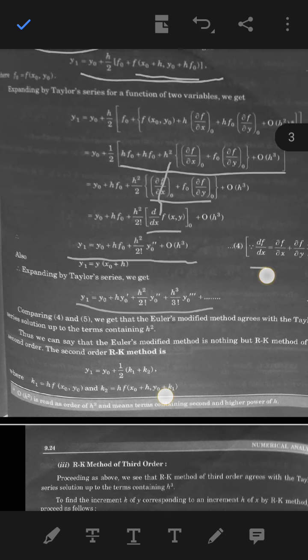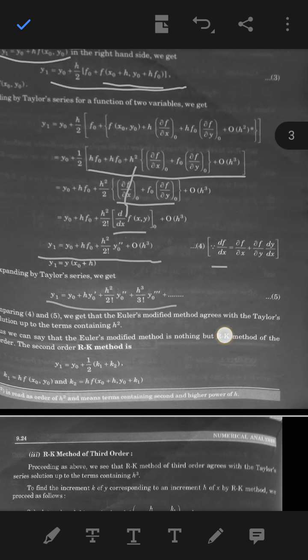So if we compare both these results in 4 and 5, we see that Euler's modified method again agrees with the Taylor series solution up to the terms containing h square. So we can say that Runge-Kutta method of second order is same as our Euler's modified method. So the expression for this becomes y1 is equal to y naught plus 1 by 2 (k1 plus k2).